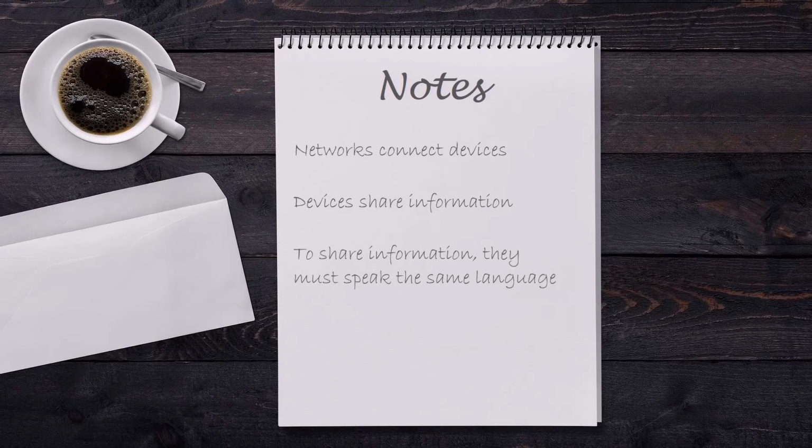In summary, networks are used to connect devices together. Devices use the network to communicate, and to share information. To share information, devices need to speak the same language. This language is called a protocol, which is a set of instructions of how to handle the information.